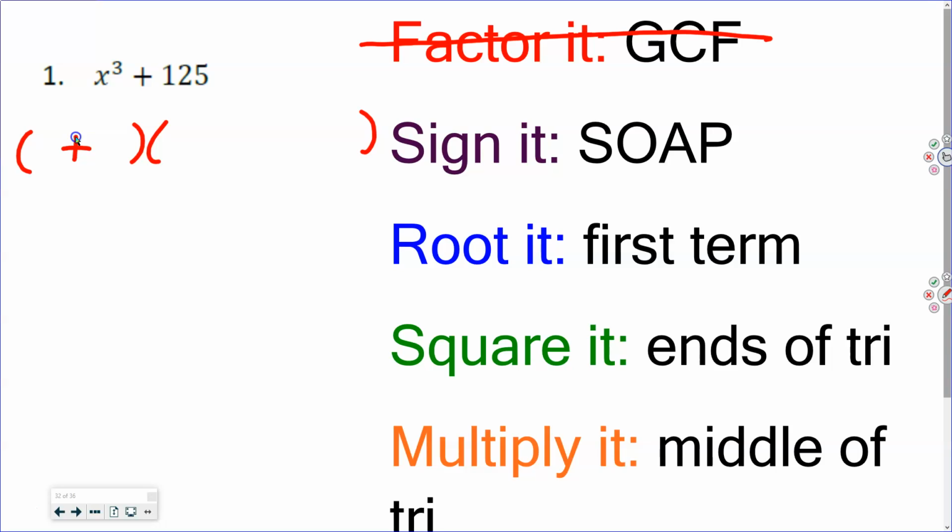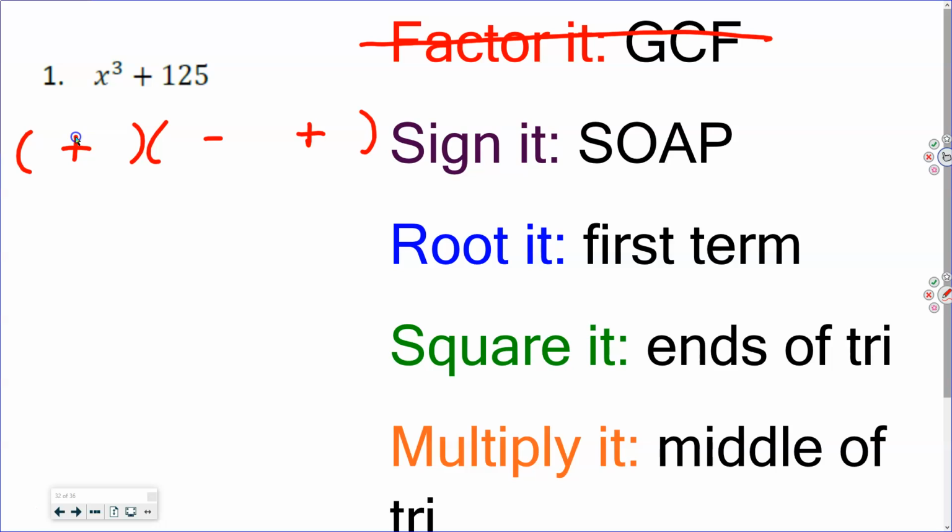Now we're going to put signs in the trinomial, and we're going to put the opposite of what we put there. What's the opposite of a plus sign? Put a minus sign here, and the last one is always positive. Make sure you leave space to write some numbers in there. That is how we sign it. And this is what this stands for.